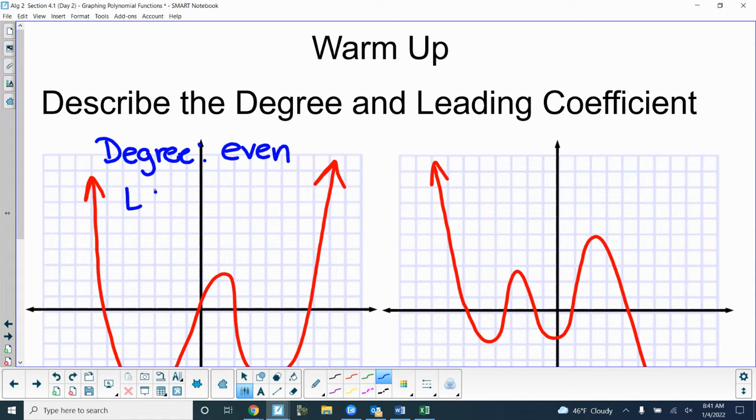All right, leading coefficient, we look at the right end. If it's going up, the leading coefficient is what type of number? Positive, yeah.